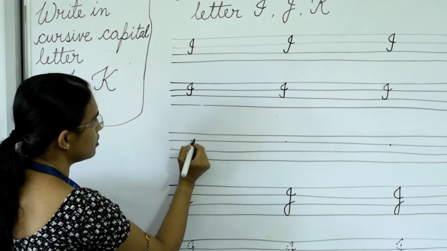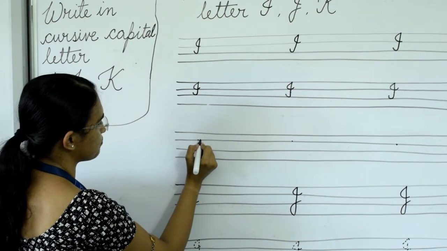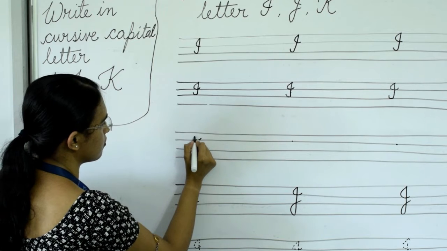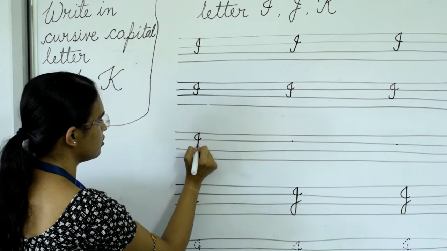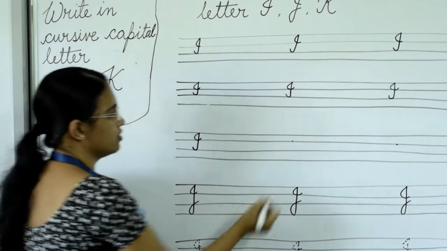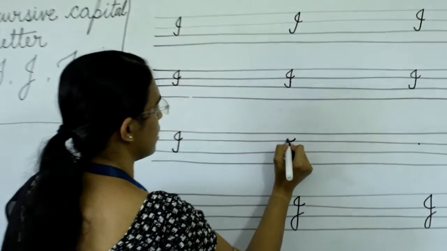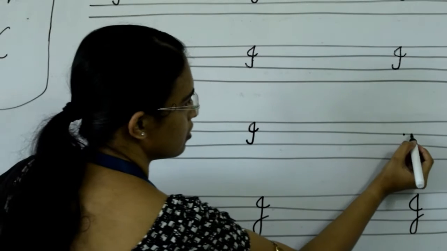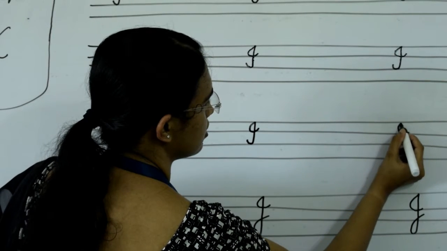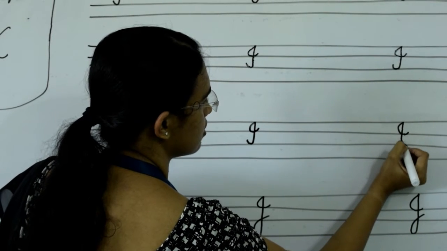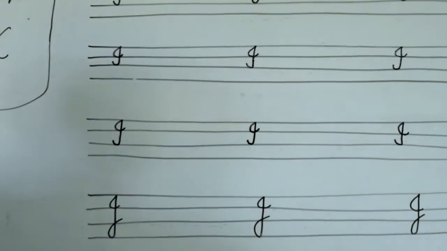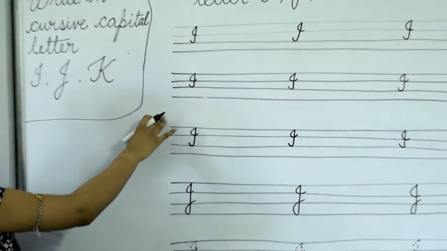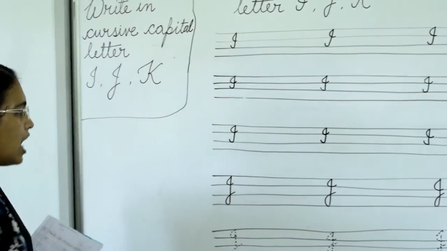So from here you have to start. Curved line, straight line, curved line. Then again you have to write curved line, straight line, curved line. First like this, then this, then this. Okay, so this is which letter? This is cursive capital letter I.